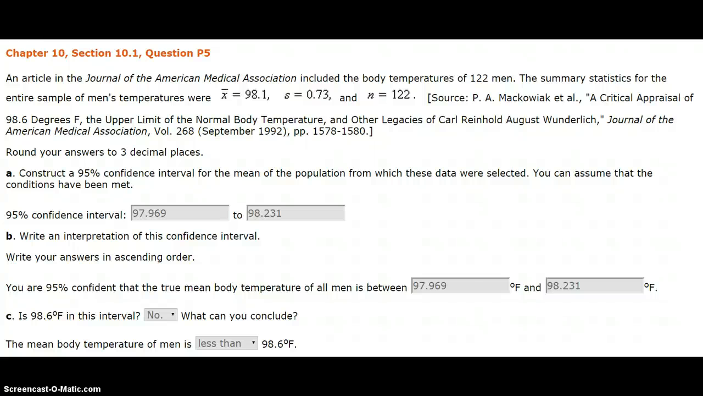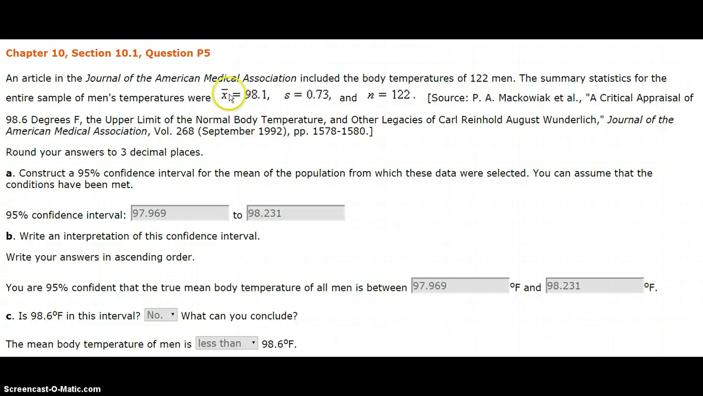Section 10.1, question P5, and we're starting to get into the real heart of inferential statistics here. So we have men's body temperatures, and there is some variation in this. Even though you hear the 98.6 thrown out there a lot, we're going to take a look at that, but it certainly isn't the exact healthy body temperature for every male or female for that matter.